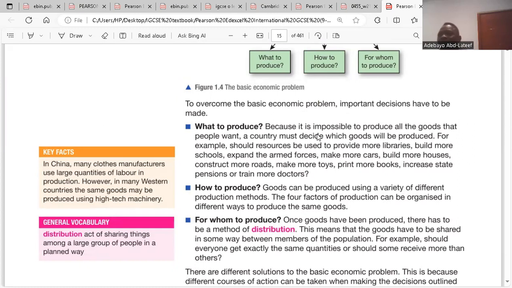How to produce. Now that we've decided on what to produce, how are we going to get it produced? Do we need equipment? Do we need machinery? Do we have to produce it in China? Do we have to produce it in Libya? Do we have to produce it in America? How do we produce it?